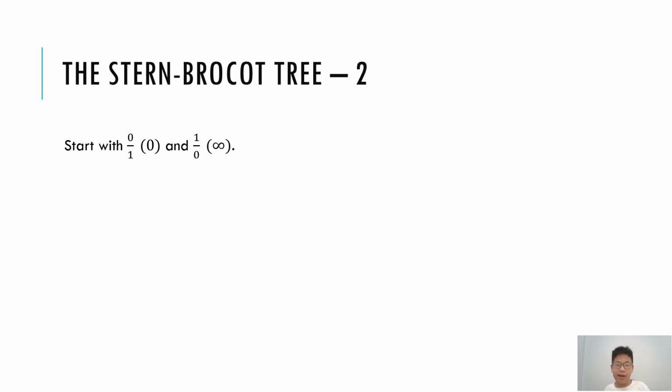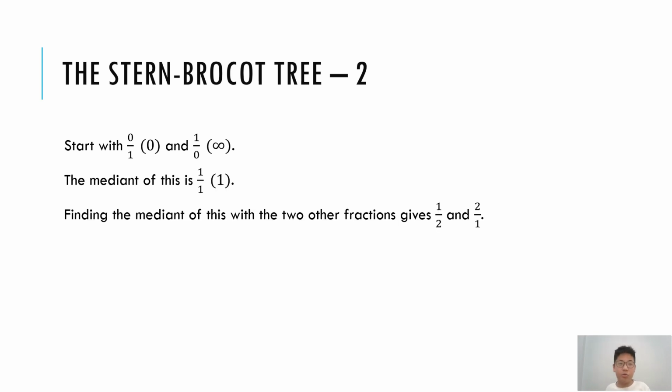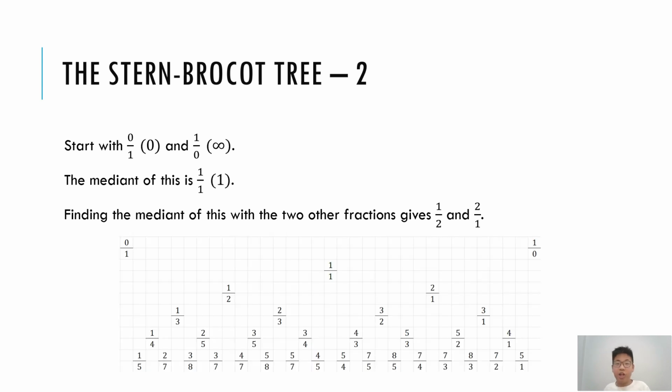Start with 0 over 1 and 1 over 0. The mediant of these is 1 over 1. Finding the mediant of this with the two other fractions, 0 over 1 and 1 over 0, gets 1 over 2 and 2 over 1. Continuing this process will give you this tree. Isn't that amazing? This is called the Stern-Brocot tree. It is a tree.